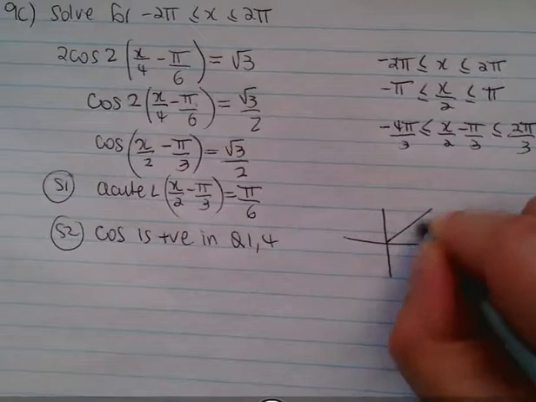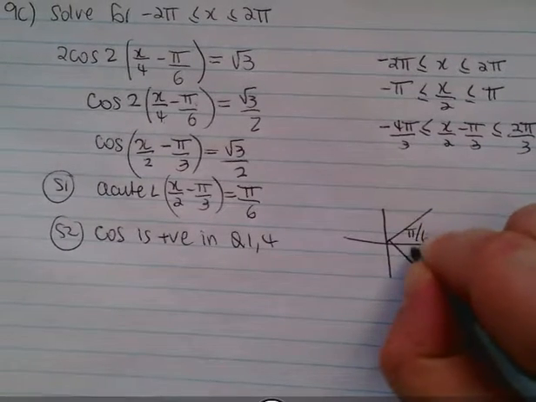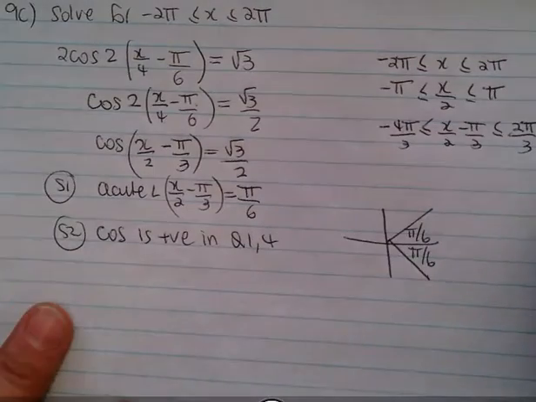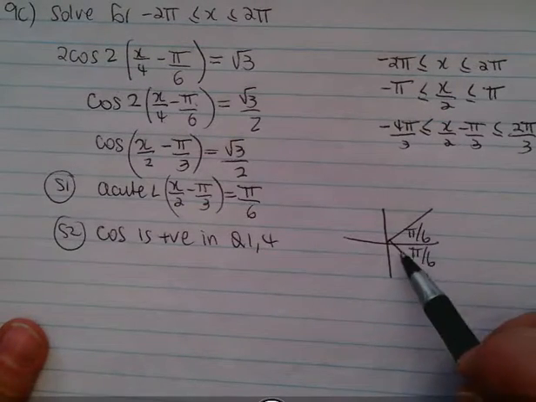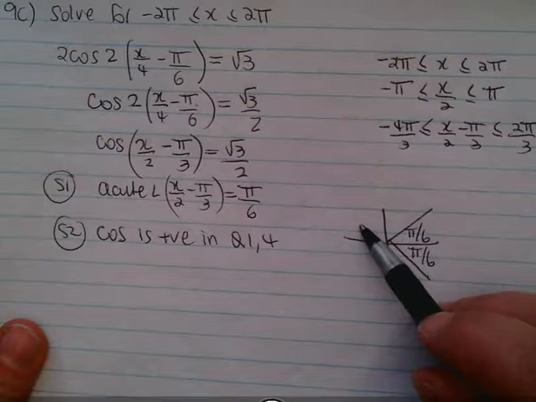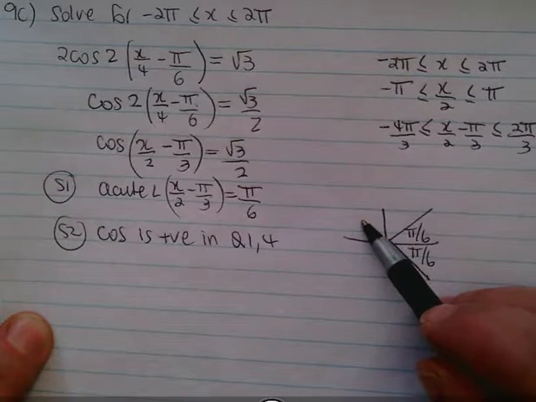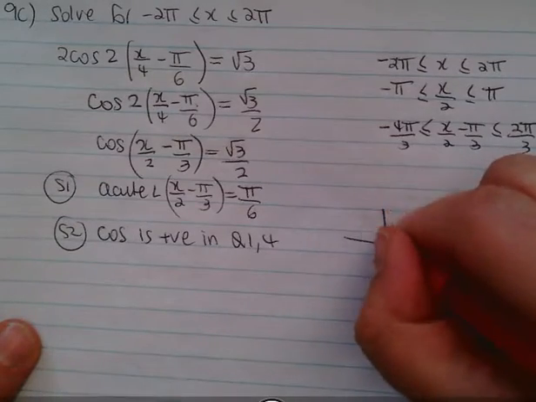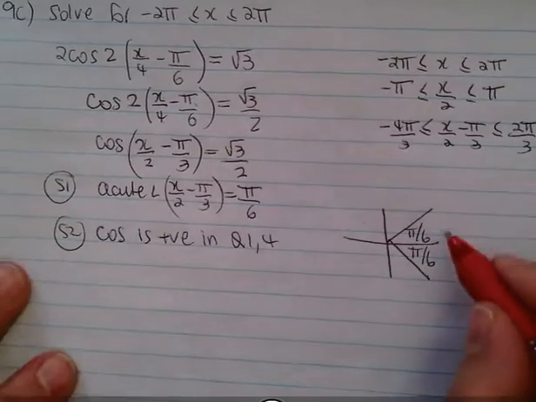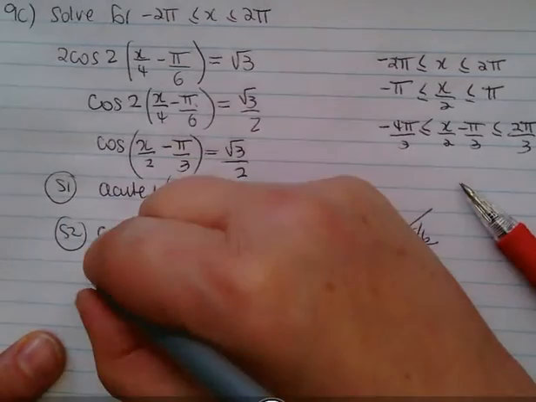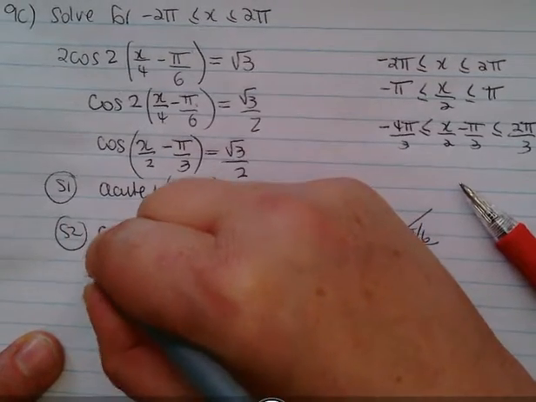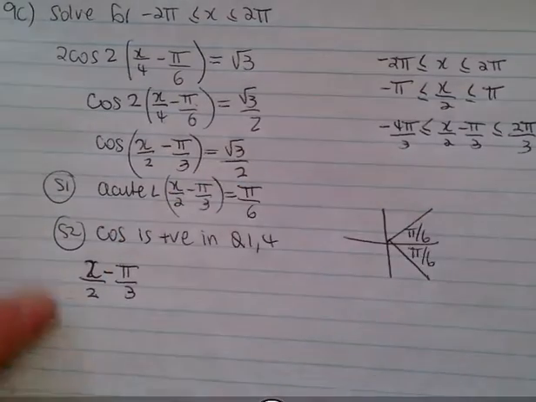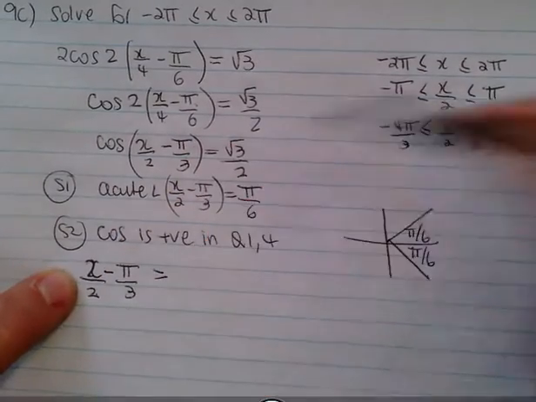So again, doing your sketch for quadrants 1 and 4. Okay? And you can now do your solutions. Be careful, we're starting from negative 4 pi on 3 all the way up to 2 pi on 3. So, look, I can indicate where that is on that graph. But let's do our positive solutions first. So, x on 2 minus pi on 3. That's what we've got here.